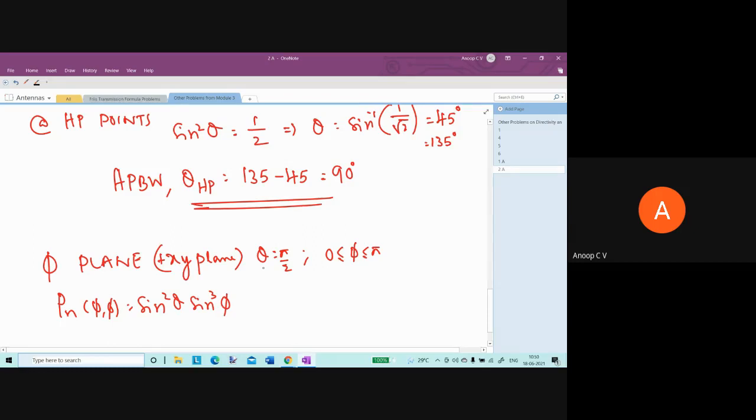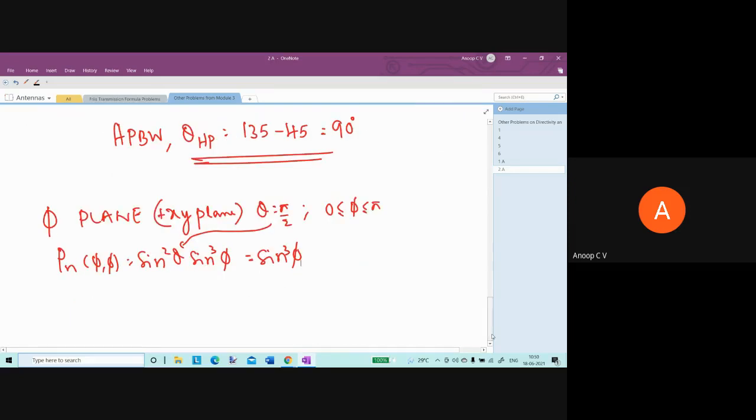So this theta, if you substitute it equal to pi by 2, you will get sine cube phi. So the sine cube phi pattern will be, I'll draw it here.